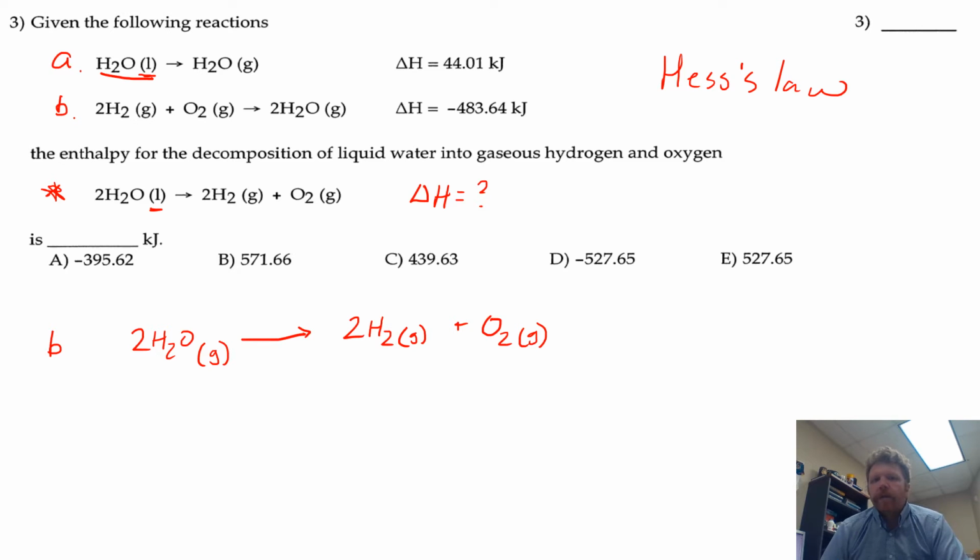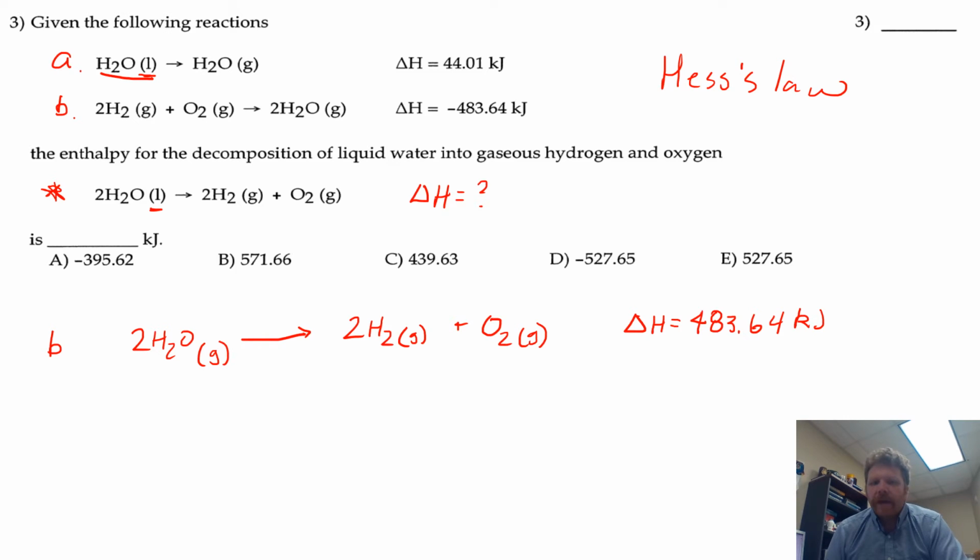Reaction B, however, we need to get our reactants to be products, because the products in our overall reaction are 2H2 gas plus O2 gas, and our reactants in reaction B are 2H2 gas and O2 gas. So when we rewrite this equation, we rewrite the delta H. Delta H is now 483.64. So it's not negative 483.64 kilojoules, it's positive.